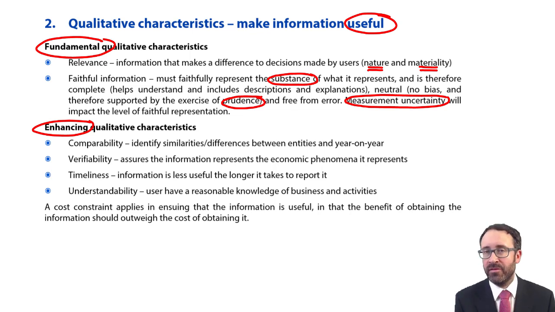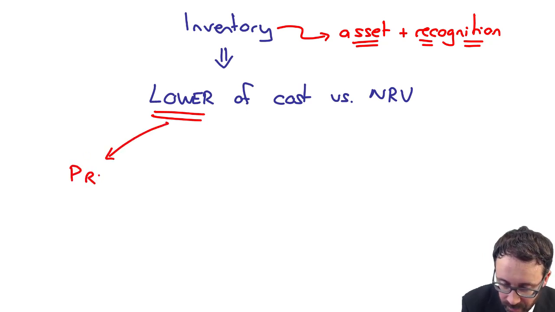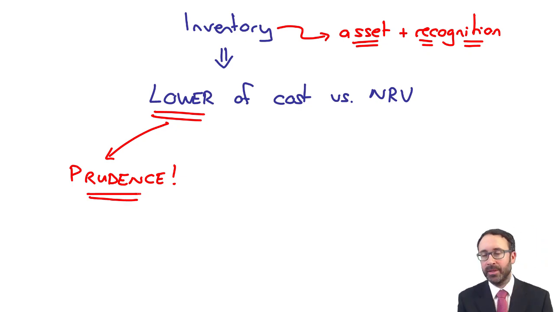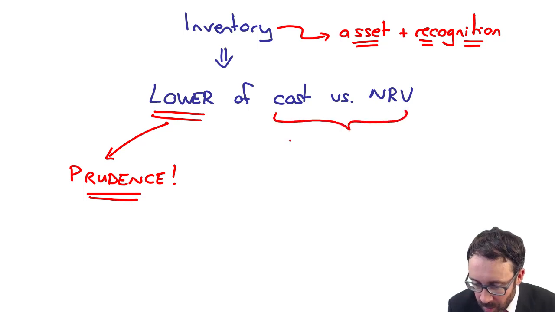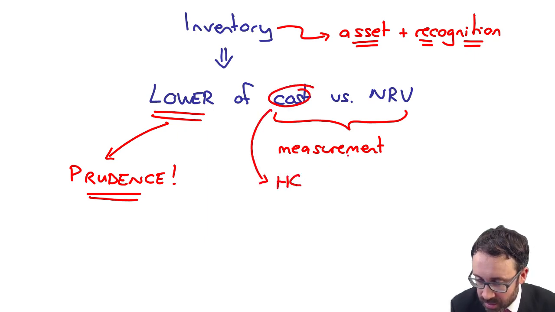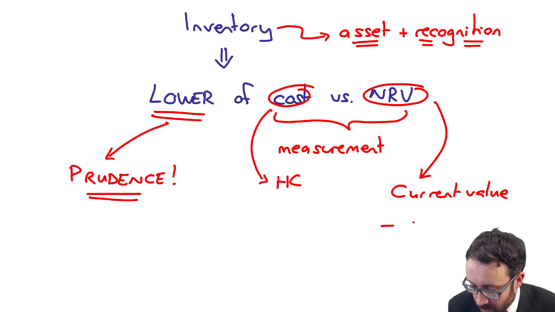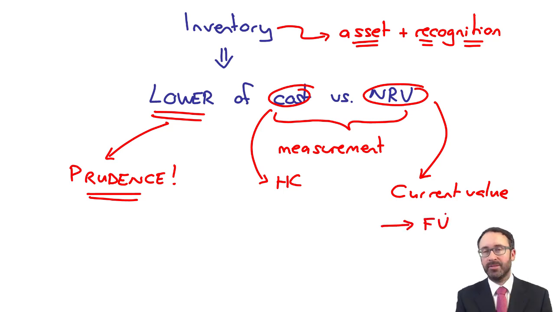Okay. And it also has some faithful information as well, because that ties it in, doesn't it, to prudence, because we're effectively looking at the lower of cost and NRV, so that is looking at the reintroduction, if you like, of prudence into the framework. And then when you're thinking about cost versus NRV, we're looking at your measurements. So the cost effectively is your historic cost, isn't it? And the NRV is looking at your current value, your current value here being fair value, isn't it? Okay. Excellent. That's how we begin to go through it.